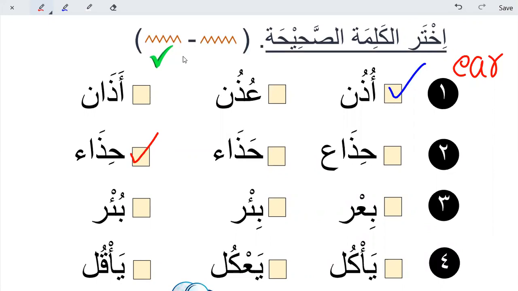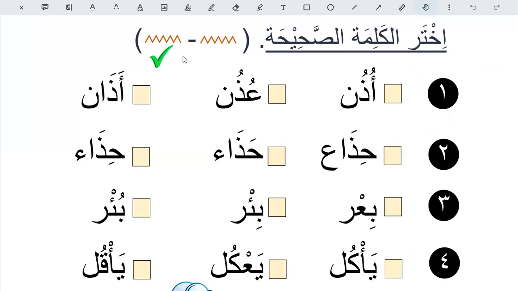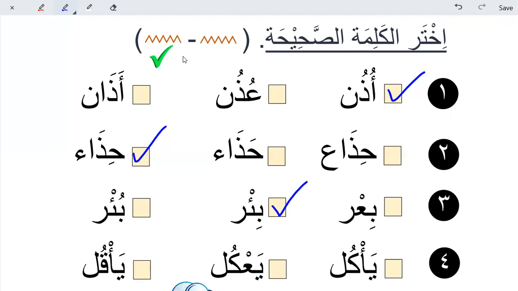Meaning? It means shoes. Beer, the second one, means well. Good. Yakulu, the first one, means he is eating. Good. Riyan, Uzun, the first one, means ears. Good. The third one, hiza'a, means shoes. Good. The second one means well. Yakulu, the first one, he is eating. Good.